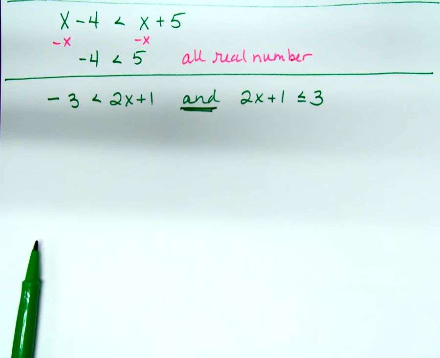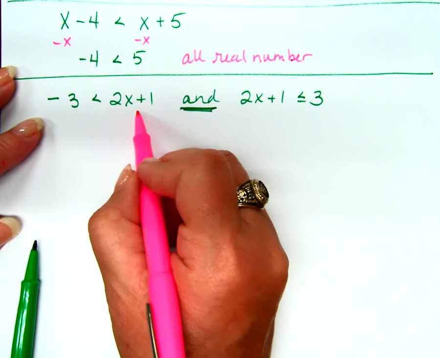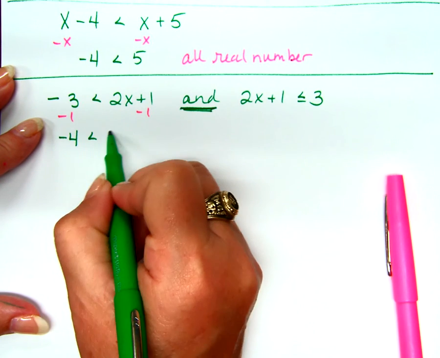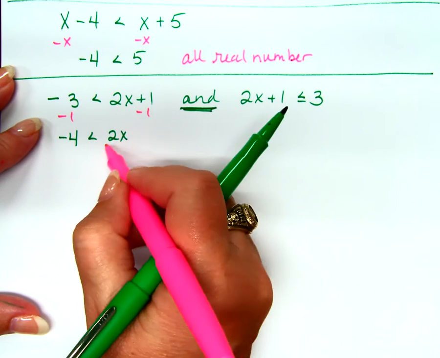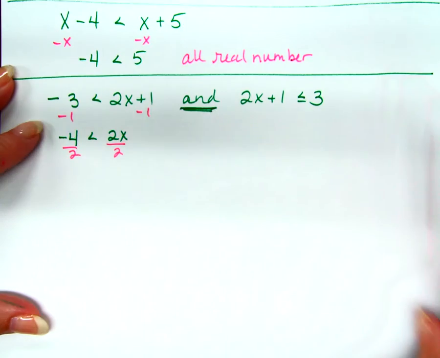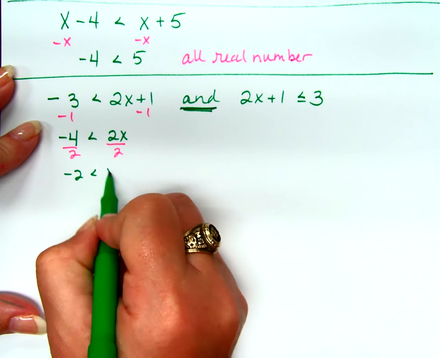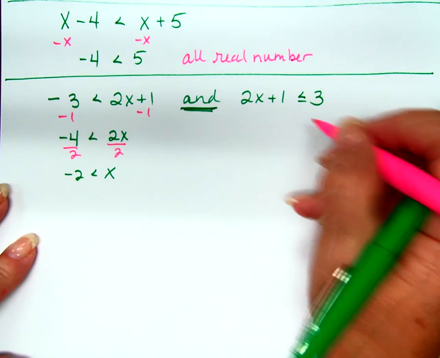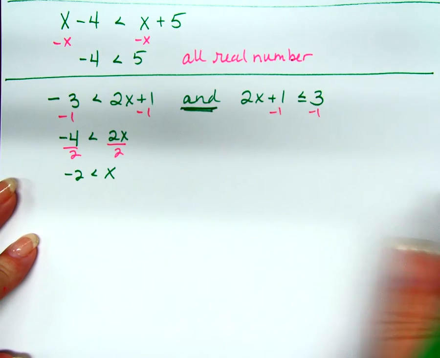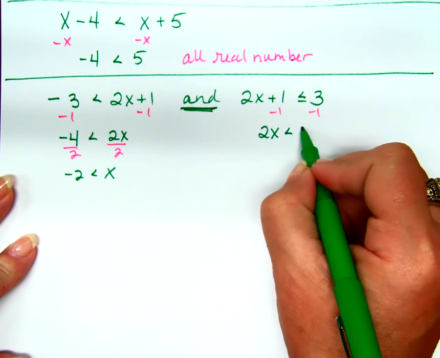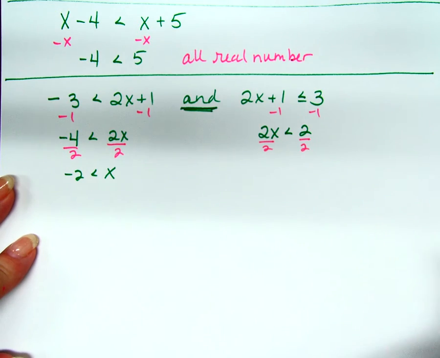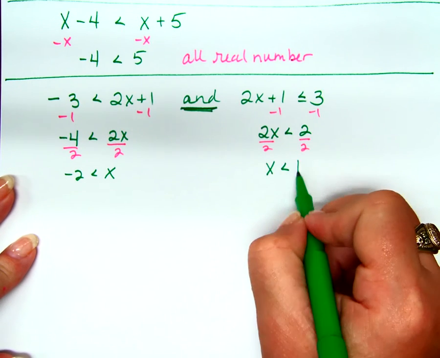Okay? So I need to start on the left and solve the left one. So subtract 1, subtract 1. Negative 4 is less than 2x. Divide both sides by 2. Negative 2 is less than x. That's all the way solved, isn't it? So I need to go to the other side. Solve this other side. Subtract 1, subtract 1. 2x is less than 2. If I divide both sides by 2, which I need to do to isolate my x, I get x is less than 1.